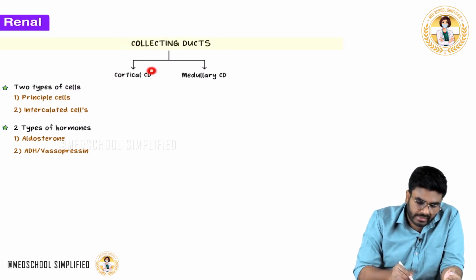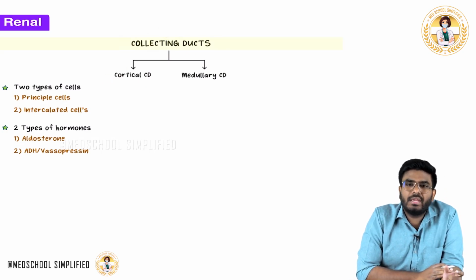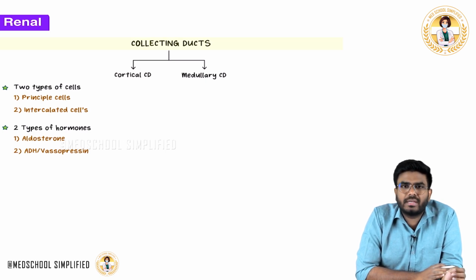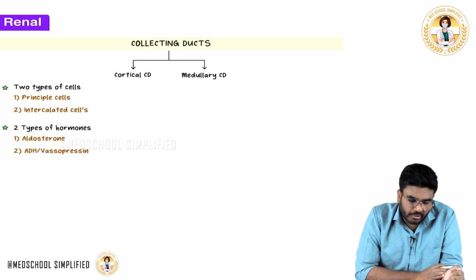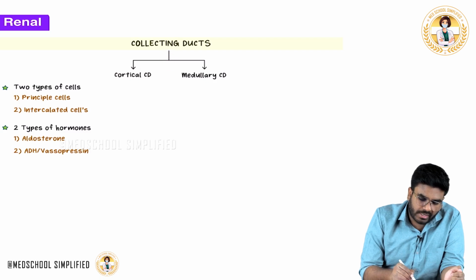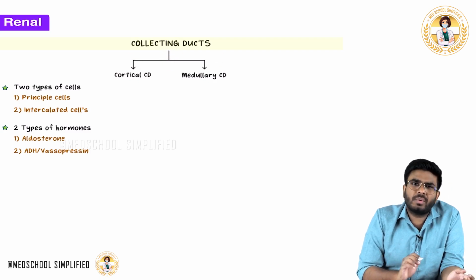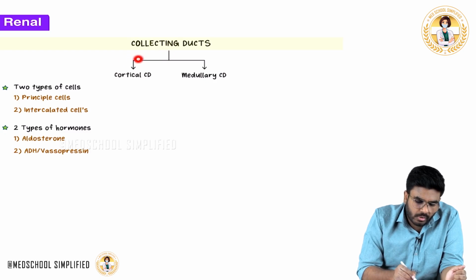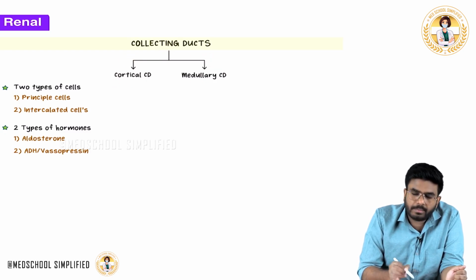The part of the collecting duct which is present in the cortex is called the cortical collecting duct, and the part of the collecting duct that's coming down into the medulla is called the medullary collecting duct. So collecting duct is of how many types, just based on the position? Cortical collecting ducts as well as medullary collecting ducts.